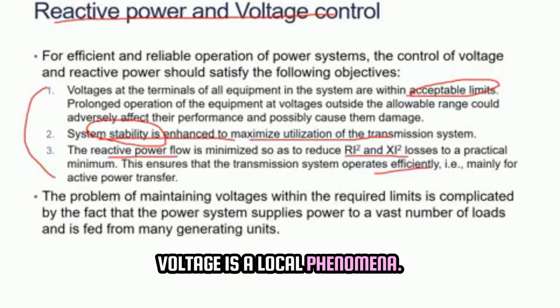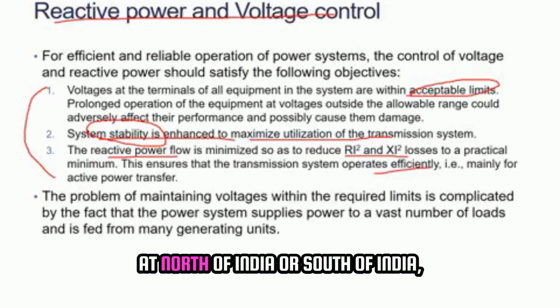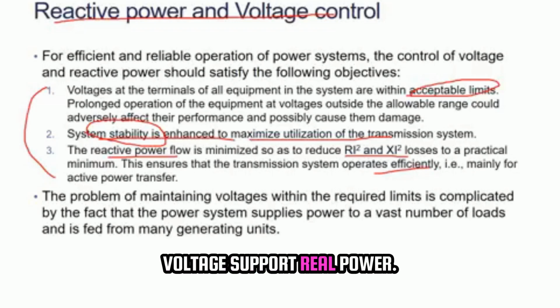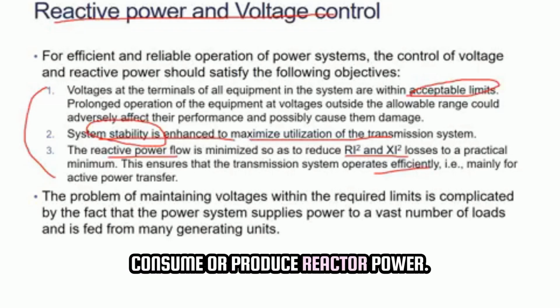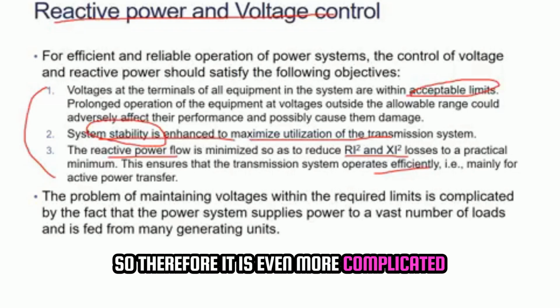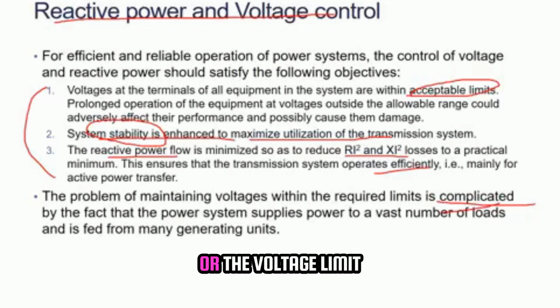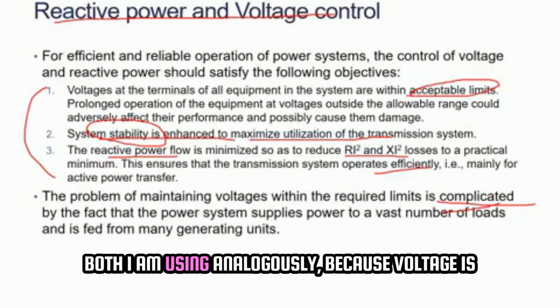Voltage is a local phenomenon, and voltage will be different at your home, at my home, at north of India or south of India. Everywhere voltage will be different, and there are a lot of components which provide voltage support. Real power only generators can provide, or batteries or renewables, they can only provide real power. But for reactive power, there are a lot of components in the system which actually consume or produce reactive power. So therefore it is even more complicated to ensure that the reactive power or the voltage remains within the acceptable limits.